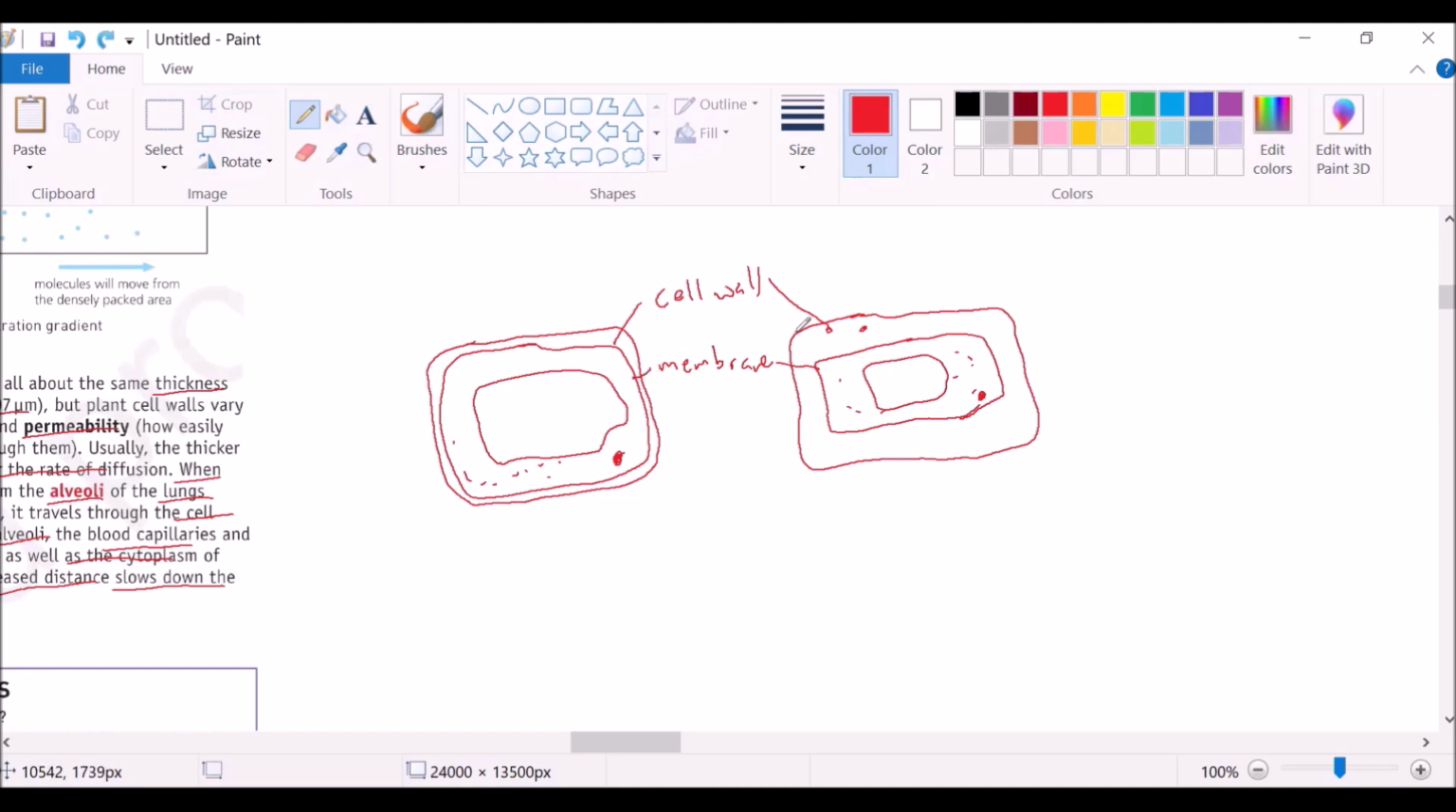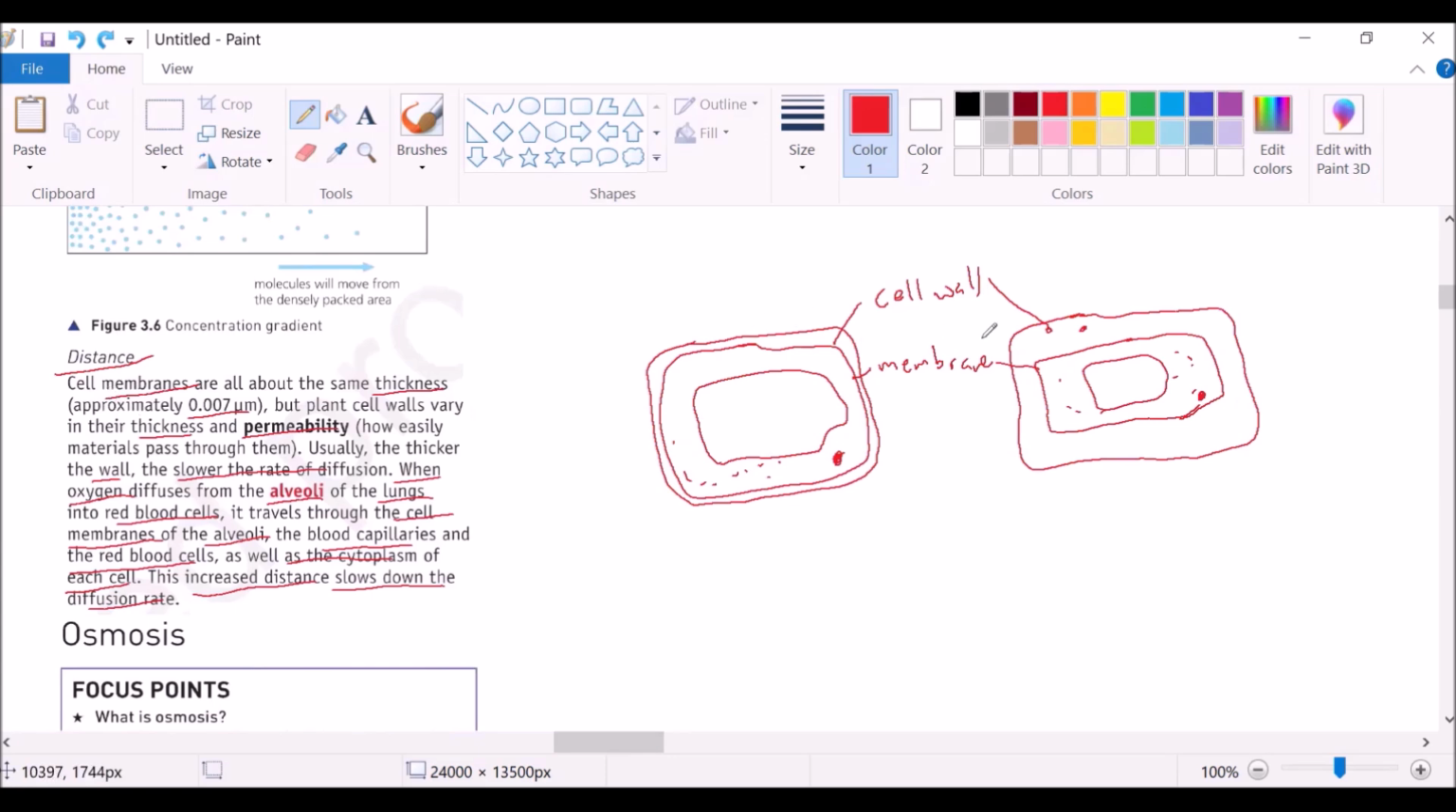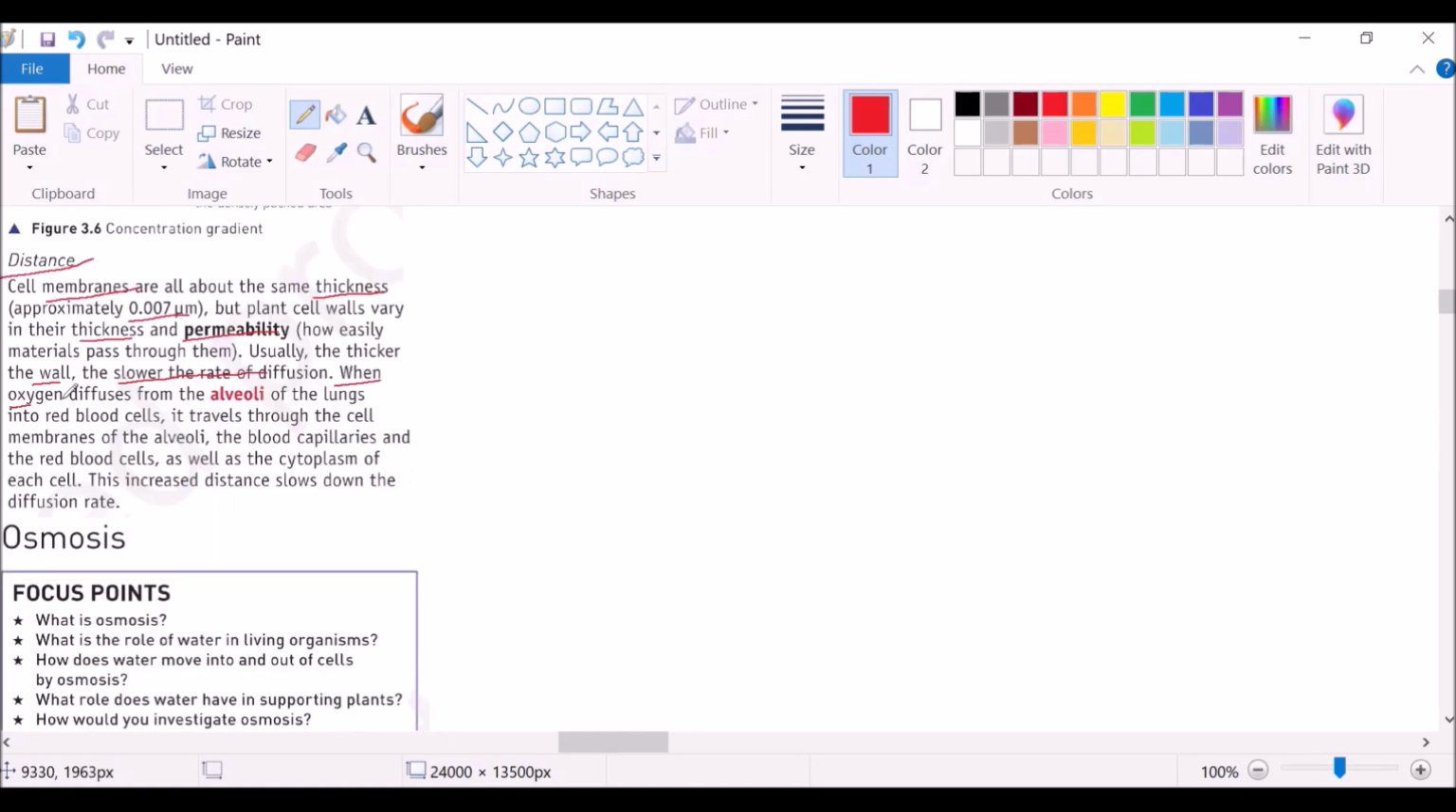So it will take a long time for particles to diffuse through this cell wall than to diffuse through that thinner cell wall. So distance here is greater than the distance here for particles to diffuse. When oxygen diffuses from the alveoli of the lungs into red blood cells, it travels through the cell membranes of the alveoli and the blood capillaries and the red blood cells, as well as the cytoplasm of each cell. This increased distance slows down the rate of diffusion.